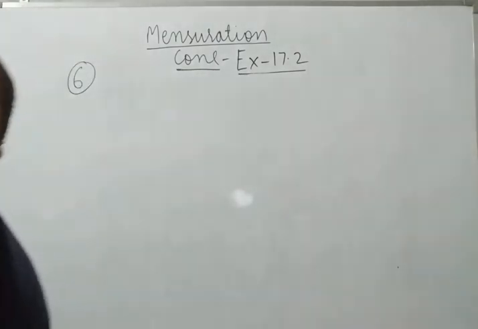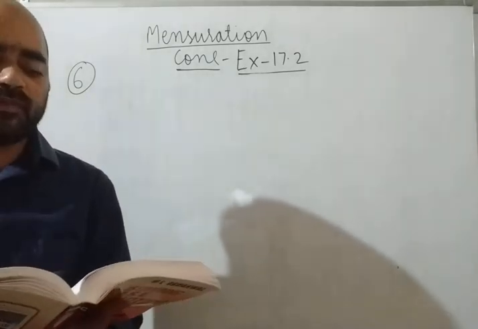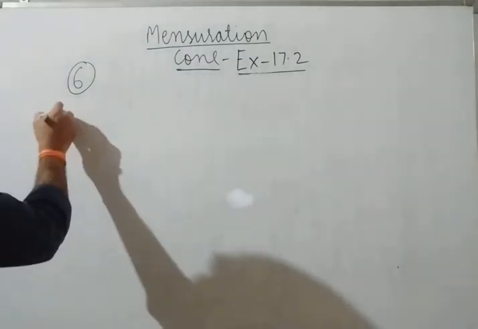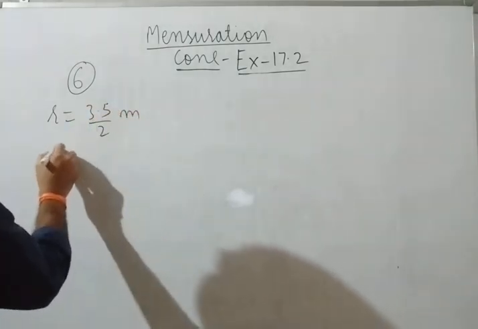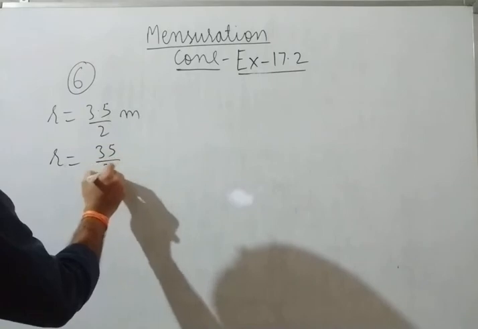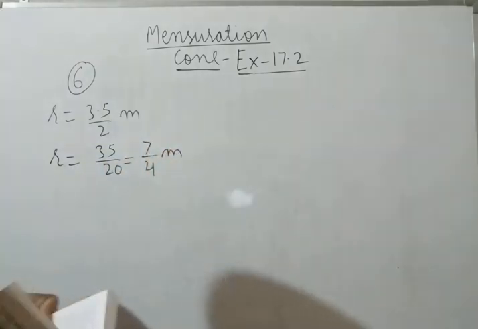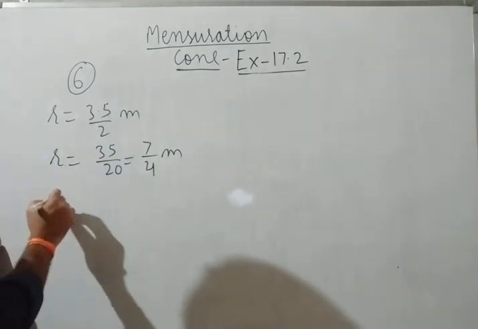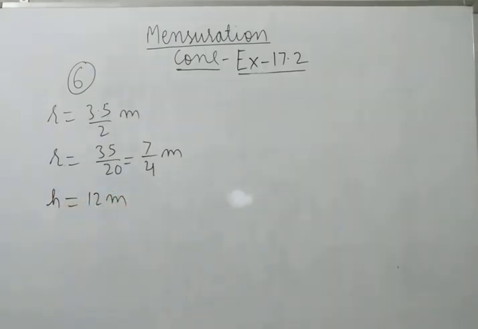Next is question number 6. A conical pit of top diameter 3.5 meter. Top diameter means circular diameter 3.5 meter. That is radius will be 3.5 by 2 meter, or we can write 35 by 20, that is 7 by 4 meter. Correct? Next is 12 meter deep. 12 meter deep means this is given which height? Vertical height, that is h. Correct? And we have to find its capacity in kiloliters.